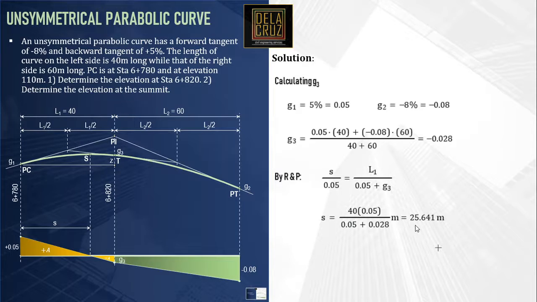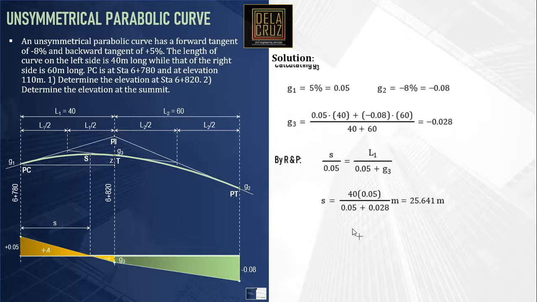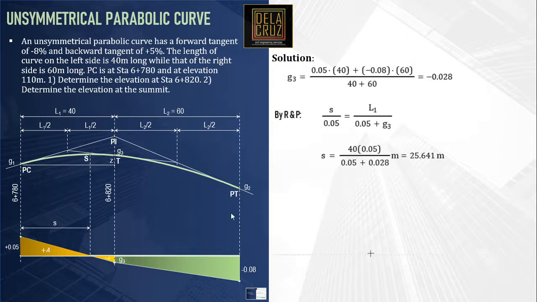s is 25.641 meters. And the summit is truly behind point T, on the left side. Now that we have the value of s, calculate Z, which is the area. This Z is just the area of this grade here. Z equals the area of the first figure, which is 1/2 or 0.5 of the base, s, times the height, G1.